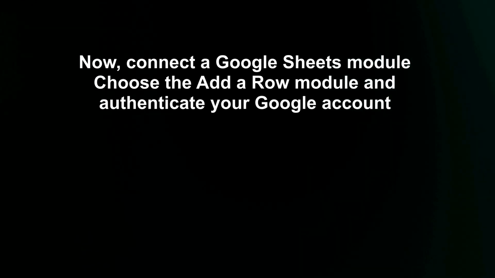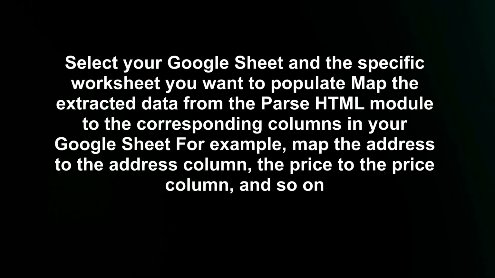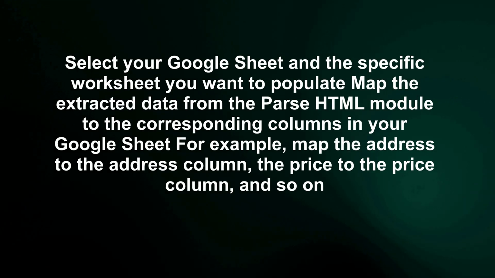Now, connect the Google Sheets module. Choose the Add a Row module and authenticate your Google account. Select your Google Sheet and the specific worksheet you want to populate.